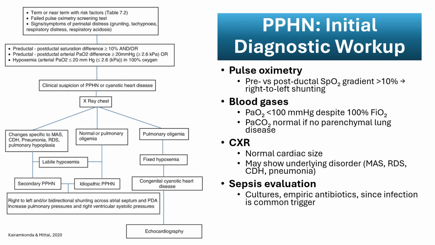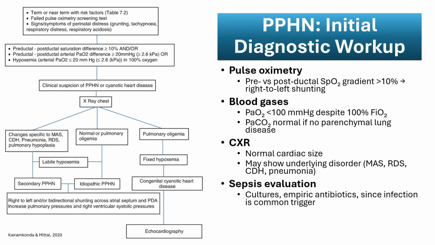Evaluation begins with continuous pre- and post-ductal oxygen saturation monitoring. A pre- versus post-ductal gradient greater than 10% suggests significant right-to-left shunting through the ductus arteriosus. Blood gas analysis typically shows partial pressure of oxygen less than 100 millimeters of mercury despite supplemental oxygen, while carbon dioxide may remain normal if the parenchyma is intact.